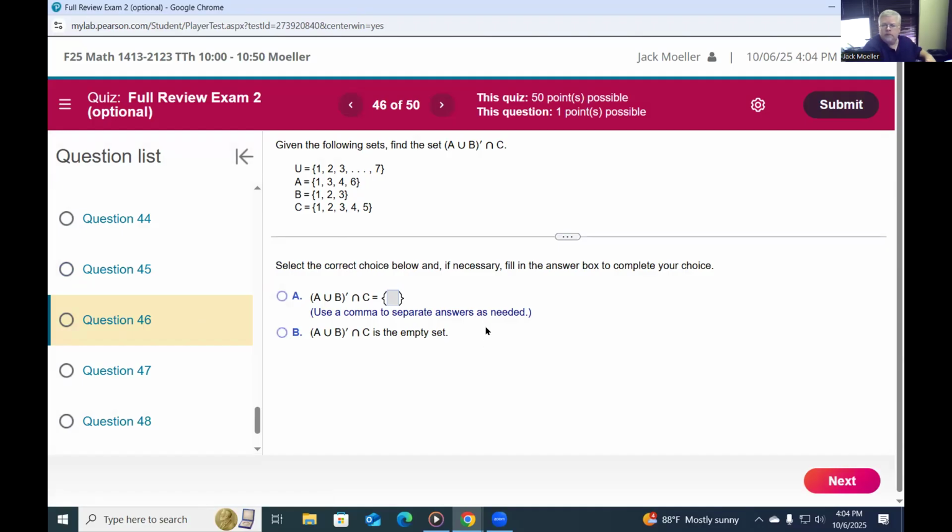All right. Here's 46, one of the messier ones. Here we have a complement, so I need to get the universe down as well. I'll share that while I'm writing it down so you can see it. So the universe is 1 through 7. Normally I would do the dot dot as well, but since we have a complement, I know I need all of them, so I'm going to go ahead and write them out. A is 1, 3, 4, 6. B is 1, 2, 3. And C is 1 through 5.